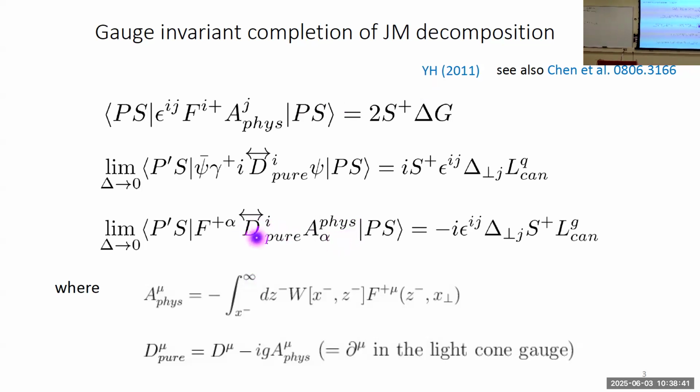So I have again the d pure, and instead of A, I have A physical, and A physical is defined like this. So I cannot tell you all the stories which led to this result, but you can just follow it. And I will motivate you why we get this derivative like this in the next slides. So I think this is the final answer. It's a gauge invariant completion of Jaffe-Manohar decomposition.